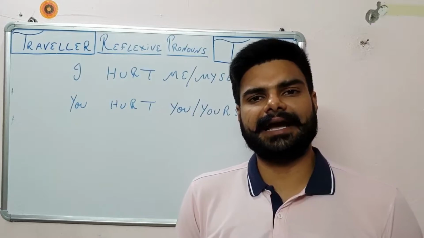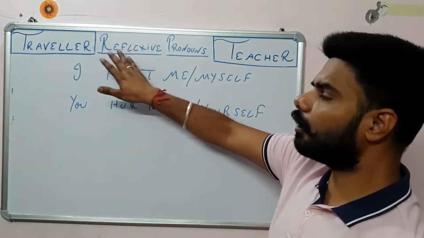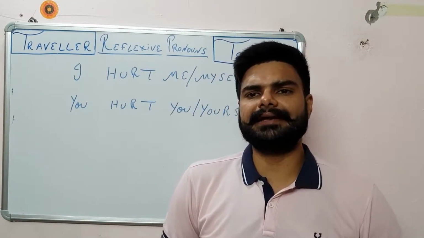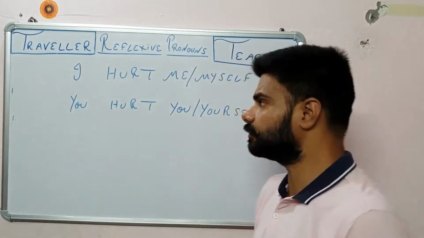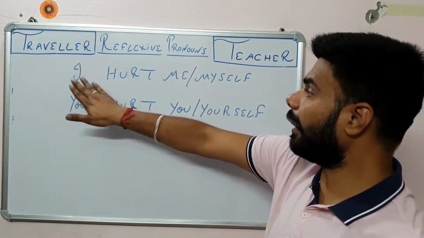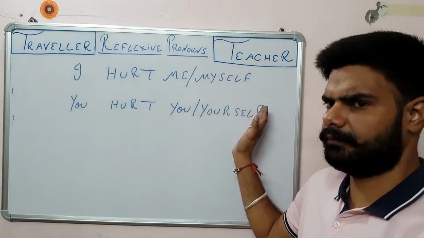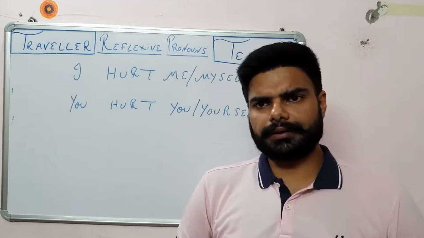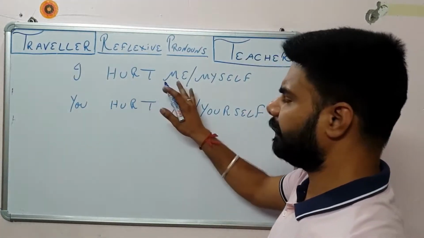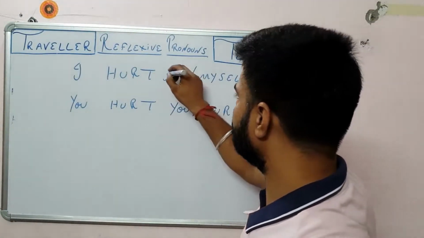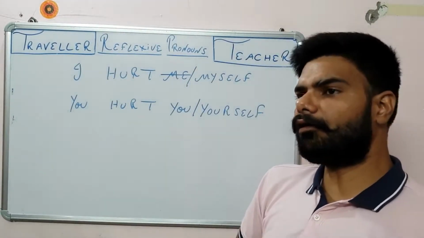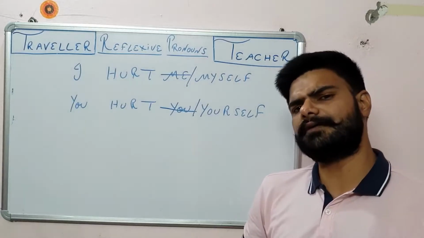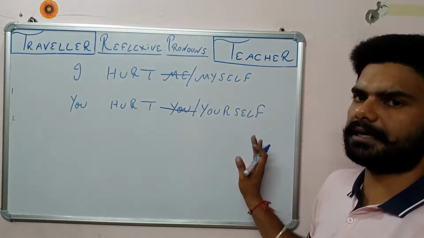My name is Jagjeevan and today's topic is uses of reflexive pronouns. In this video we will discuss why we need reflexive pronouns in the English language. For example, if I say I hurt me or myself, you hurt you or yourself, we very well know that one cannot write I hurt me. All the time we have to write myself. One cannot say you hurt you. We always have to say or write you hurt yourselves.